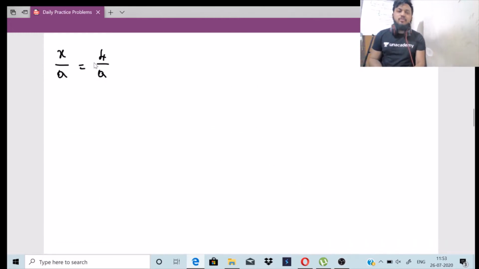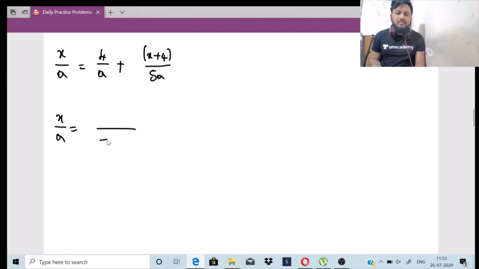So what will the ratio become here? Walking: 4 by a, plus driving: total distance x plus 4 divided by 5a. So let us take the LCM here. Both are addition, so this will be 5a in total. 4 by a into 5a, a and a get cancelled, 4 fives are 20, plus x plus 4 by 5a, 5a and 5a get cancelled, so this will be x plus 4. Here a and a get cancelled, so x is equal to 20 plus 4 plus x divided by 5.